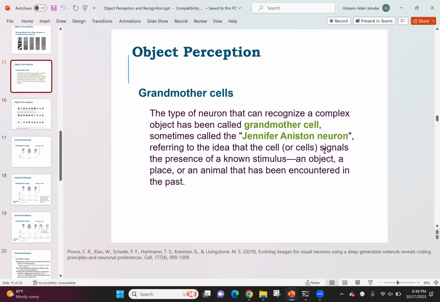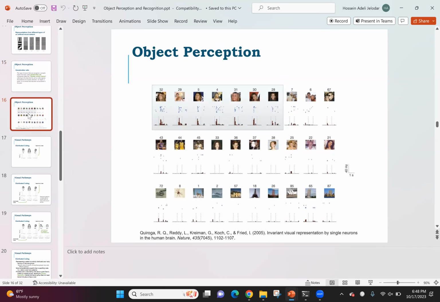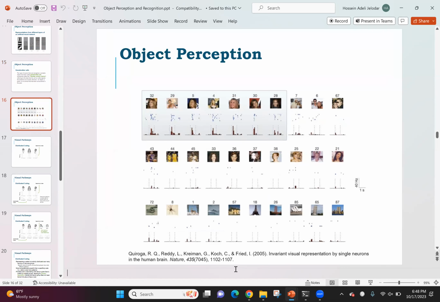And sometimes it's called Jennifer Aniston cell because there is a study done. Again, this is one of those examples that I gave you, where you could actually run a neurophysiology experiment with human subjects. And what is the example that I gave you? What is the condition? What is the situation where you could run a neurophysiology experiment? No, neurophysiology experiment in humans.